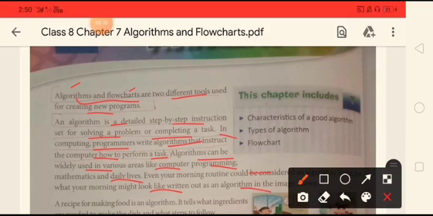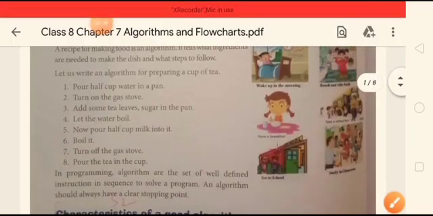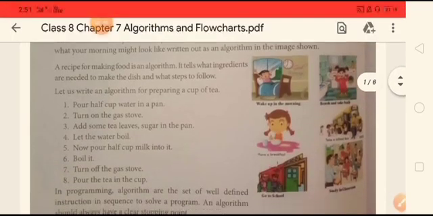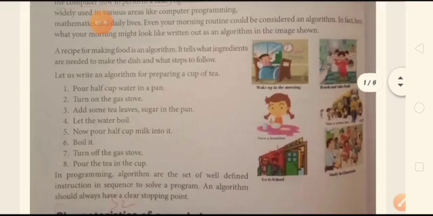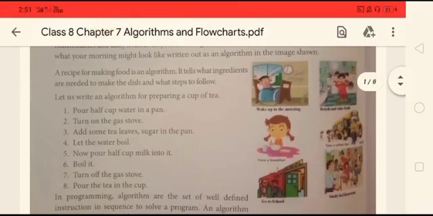There are various areas in computer programming and in our daily lives that involve a step by step process of completing a task. For example, here it is given your morning routine, the steps of your morning routine. So this is also an example of an algorithm. So let us see a recipe. Let us see what routine is written.